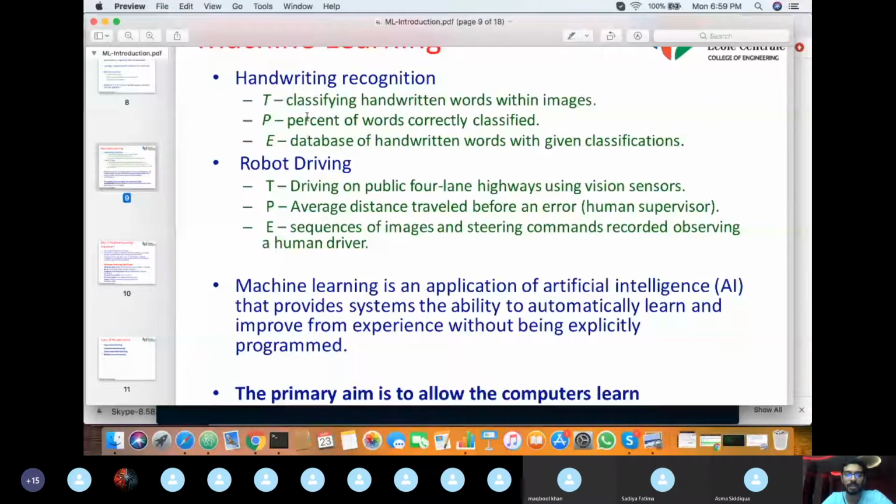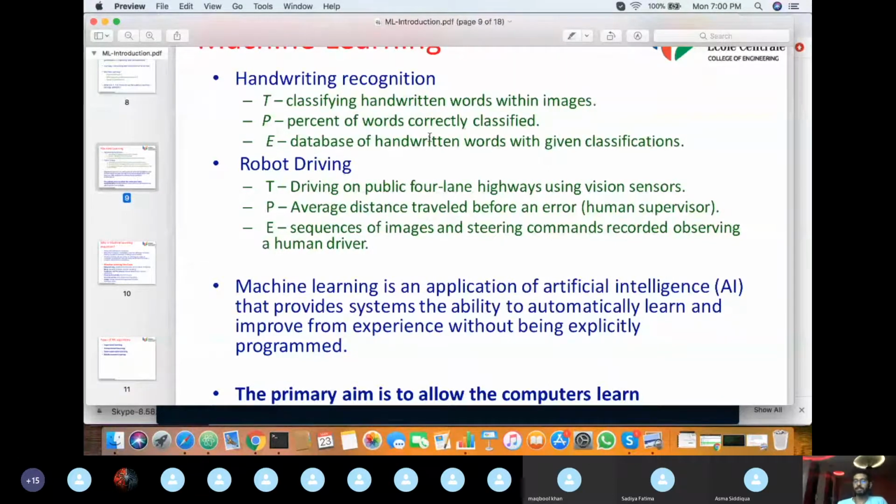We have a few more examples here. Handwriting recognition. In a handwriting recognition problem, the task is to classify handwritten words within images. So you want to understand what word is handwritten within the image that we have. The performance measure here is the percentage of words correctly classified. We have labeled what each word is, and we are also trying to predict it. Then we see whether the prediction and the actual result are the same, see how many are the same and different, and find the percentage out of it.